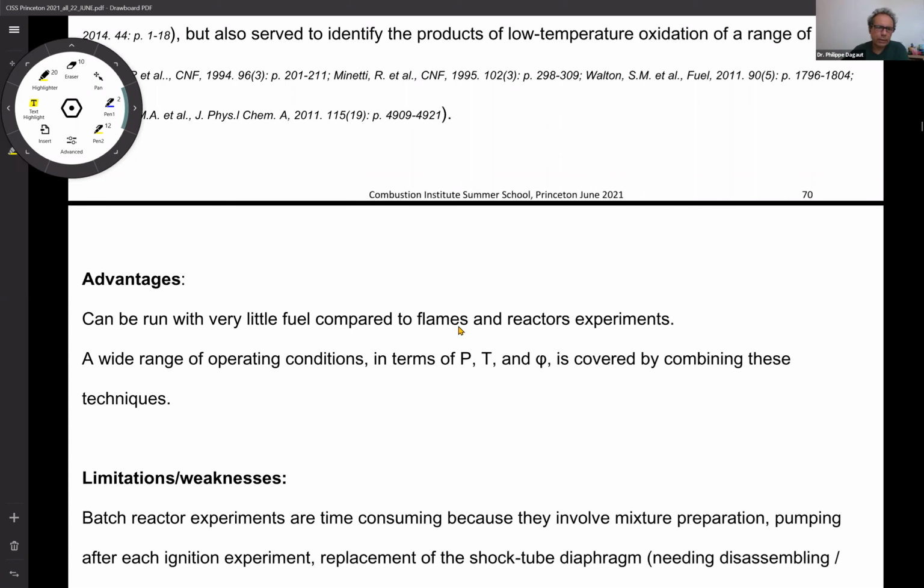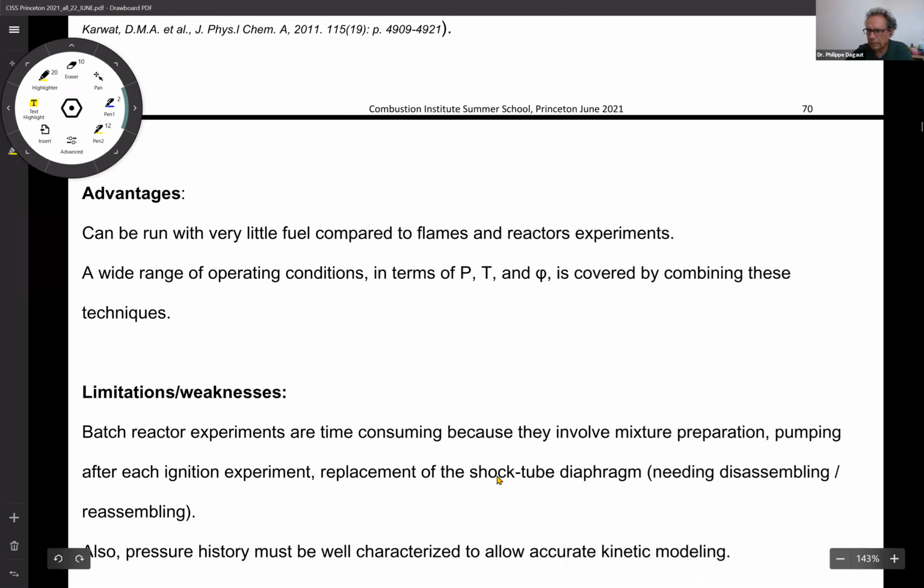What are the limitations and weaknesses? Well, batch reactor experiments are time consuming because you need to feed the reactor, then you run the experiment, then you clean the reactor, you fill the reactor again, and you start again and again. So this is time consuming because it involves the mixture preparation, pumping after each experiment, replacement of the shock tube diaphragm, and in most cases, it needs disassembling or reassembling.